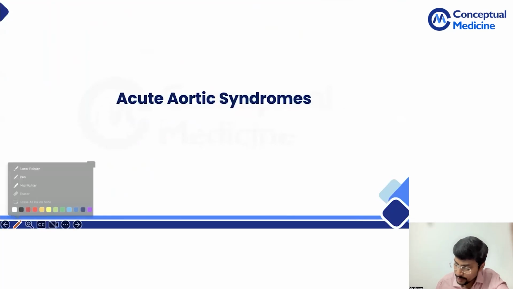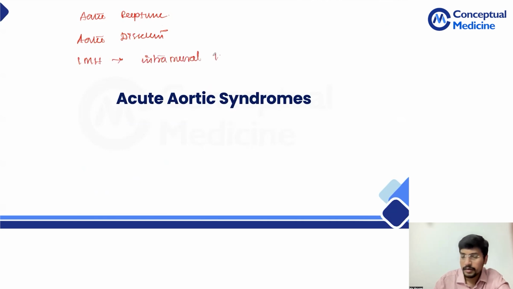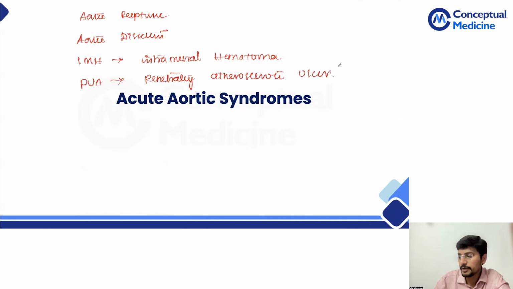What are all included in acute aortic syndromes? You have aortic rupture, aortic dissection, IMH, which is nothing but intramural hematoma, and finally PAU, which is nothing but penetrating atherosclerotic ulcer. We'll see them one by one.